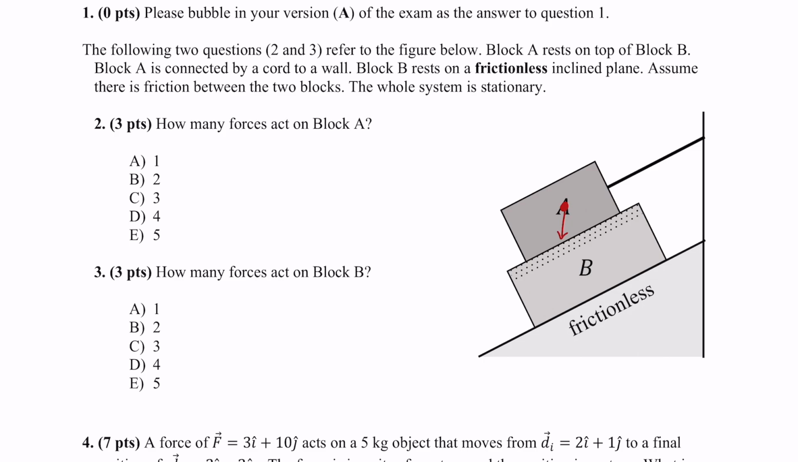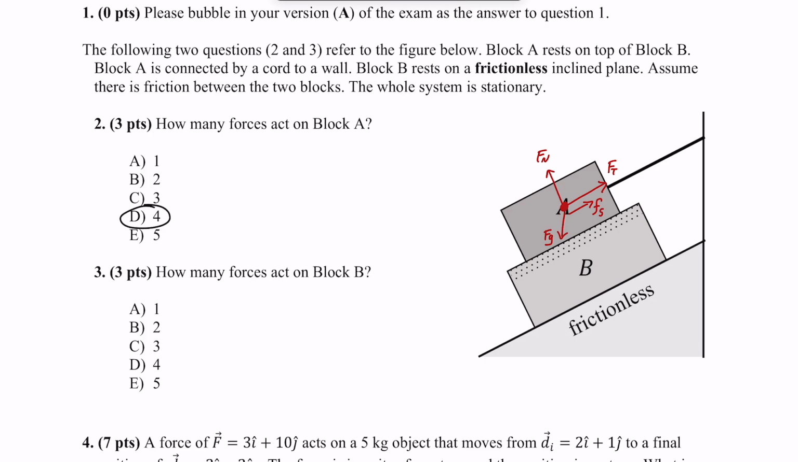For block A, there's a force due to gravity, a tension force from the rope, a normal force from being in contact with block B, and the dots on B represent friction, and so there will also be a frictional force acting on block A. To determine the direction of that, we need to think of what would happen if the force wasn't there. Block A would slide down the incline, so therefore the friction force points up the incline. So block A has 4 forces acting on it.